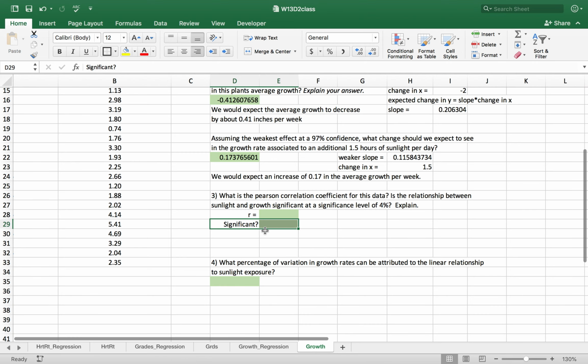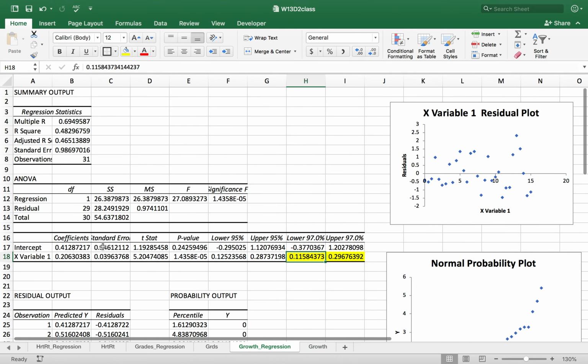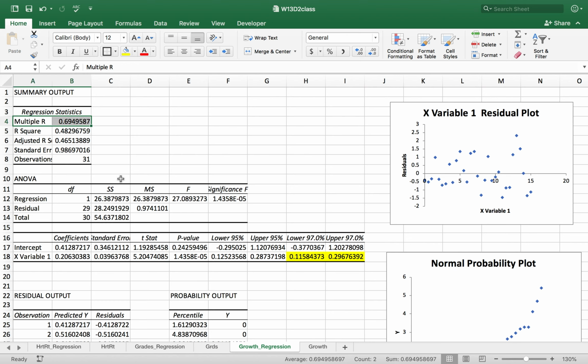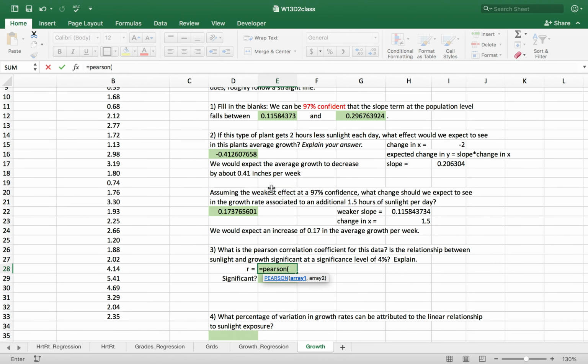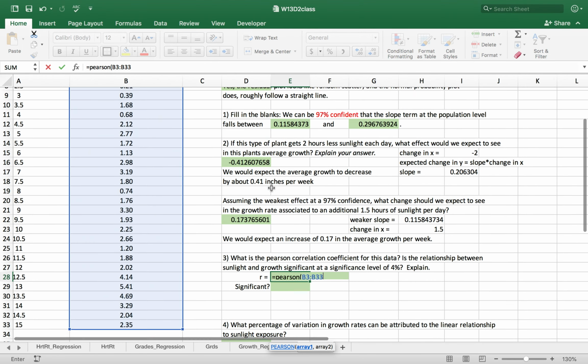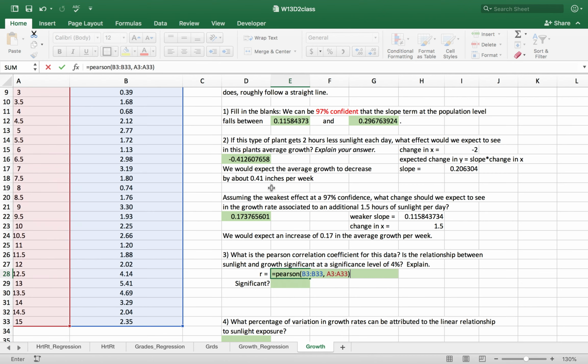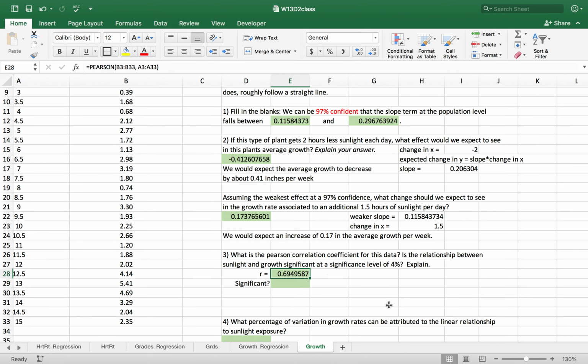All right, so you can do this in one of two ways. We've already observed that our slope is positive, so we know we're dealing with a positive correlation. So we don't have to adjust the sign of our multiple r here. This essentially is our correlation coefficient. However, if you don't want to mess with that, you can always just use the Pearson command to compute your correlation coefficient directly from the data. So we could just use Pearson, B3 to B33, A3 to A33, and there we have our Pearson correlation coefficient. Now, it's somewhat close to 1, not super close, it's not like a 0.9, but this could be maybe a medium strength correlation.